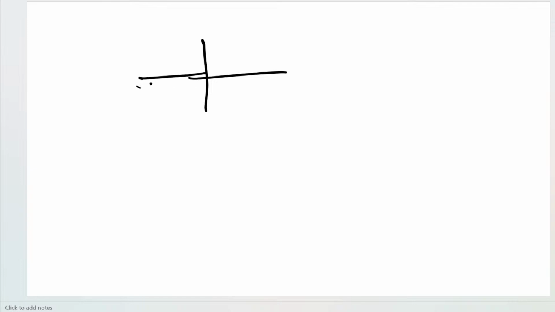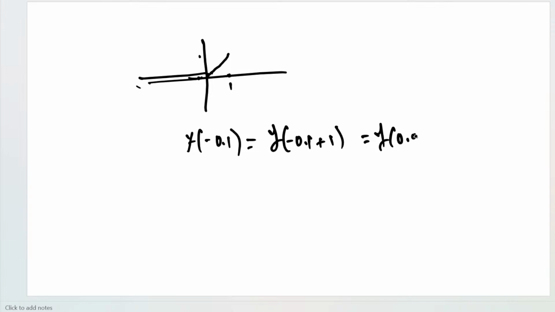Where is minus 0.1? Minus 0.1 is somewhere here, right? Let's say if this is 1, 0.1 is here. The graph is like this till here, and minus 0.1 is here. f of minus 0.1 is equal to f of minus 0.1 plus 1, which is f of 0.9. It is still holding, right? Whatever you get at 0.9, you also get at minus 0.1. The graph is still like this only.